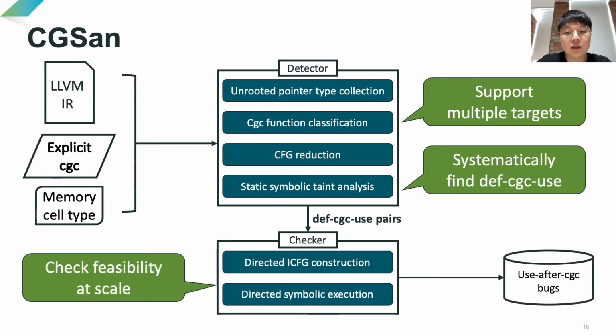Lastly, the checker module performs directed symbolic execution while traversing the directed interprocedural CFGs to check the feasibilities of detected use pairs. Let's take a look at how the CFG reduction and static symbolic taint analysis work.